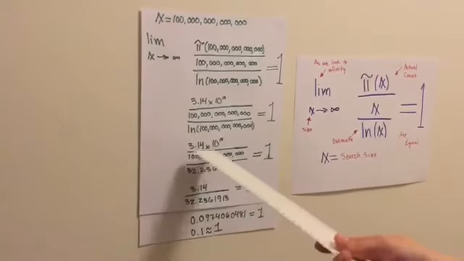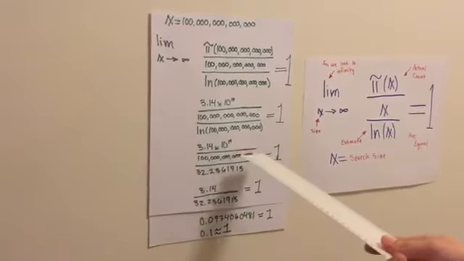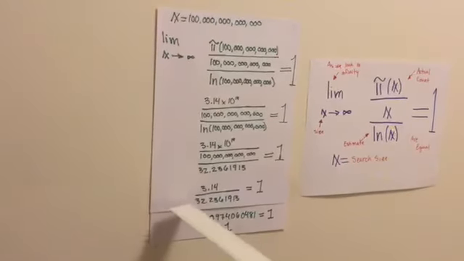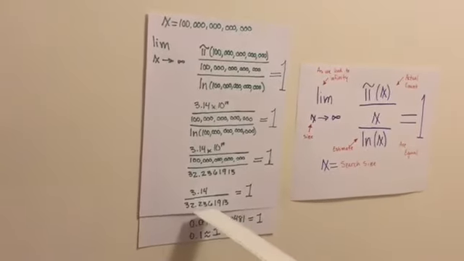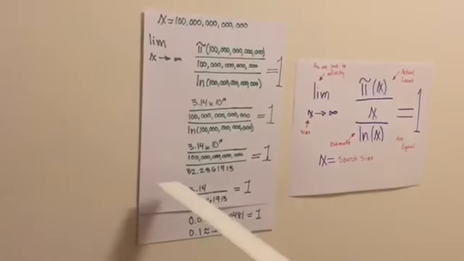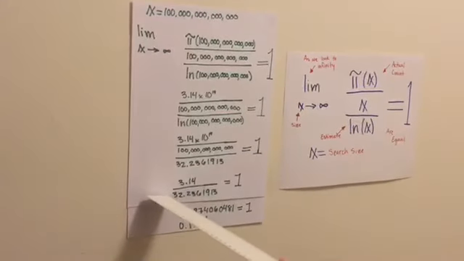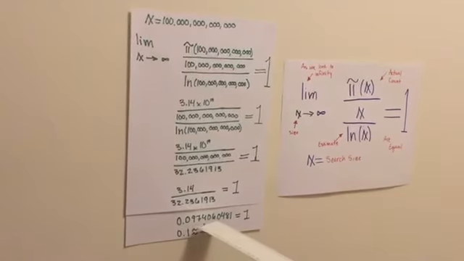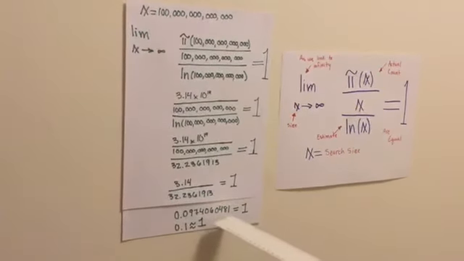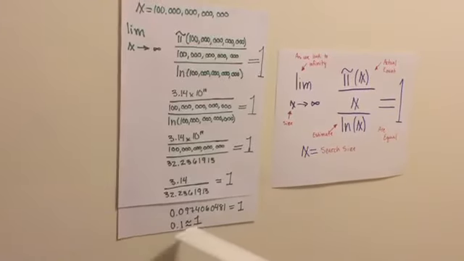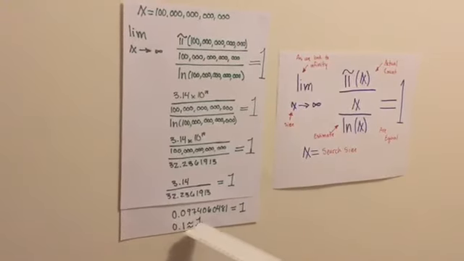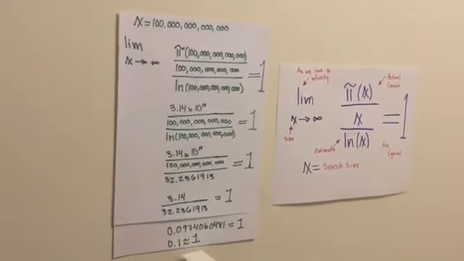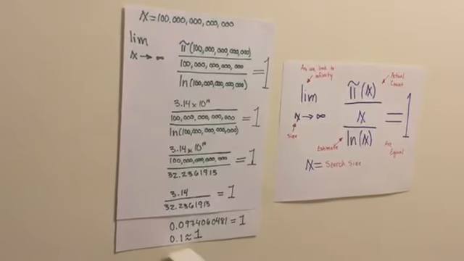When we have 3.14 times 10 to the 14th divided by 100 trillion, we get 3.14 over 32.23611913. When these two numbers are divided by each other, we get 0.0974060481. When this number is rounded, we get 0.1 to be equal to 1. Like I had said previously, we will never fully meet 1. We will only get closer to 1.